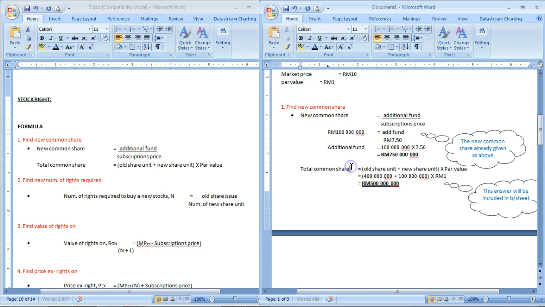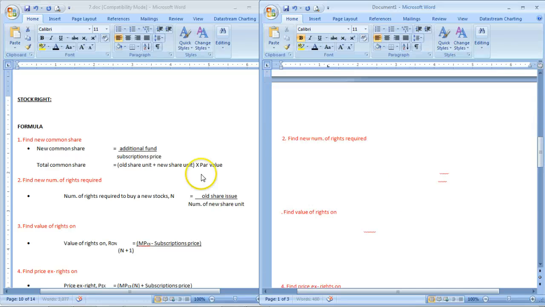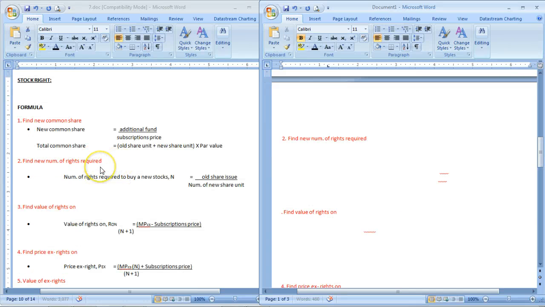But now I want you to find it in RM. This is in units, class, so you need to multiply by your par value. You see, your par value is RM1. So your total common stock is RM500 million. Next, you just follow the steps one by one.